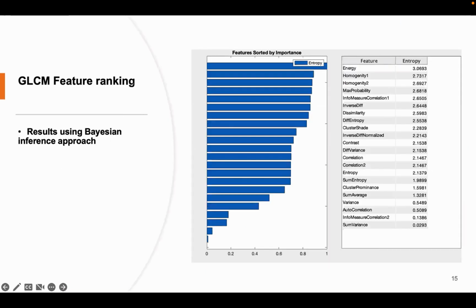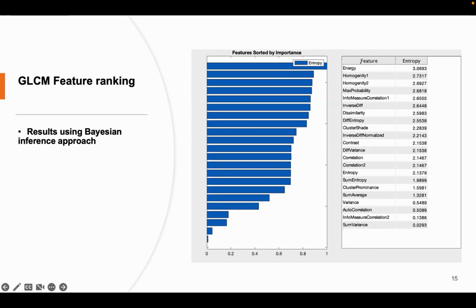As I told earlier, in classical traditional machine learning methods, we compute different types of features, then we train the algorithms, and we just do the classification task. But by utilizing Bayesian inference networks, we first computed the features, in this case GLCM features, and then we ranked these features. This is the ranking. The energy feature has the highest ranking value, an entropy value of 3.069, followed by homogeneity and others. And the sum of variance has the lowest. So among all computed GLCM features, energy has the highest ranking value.